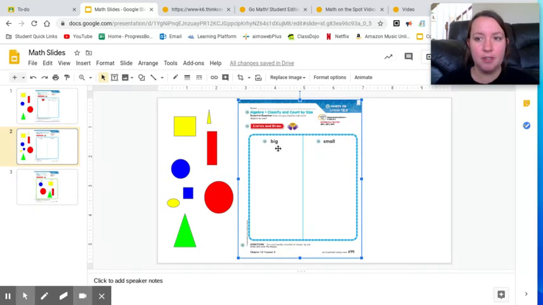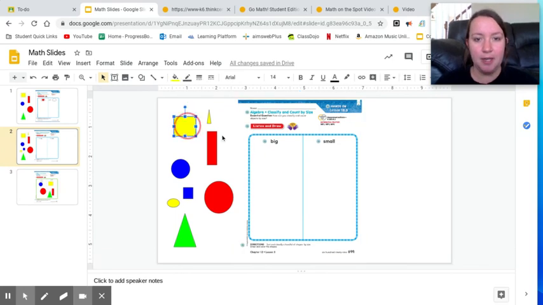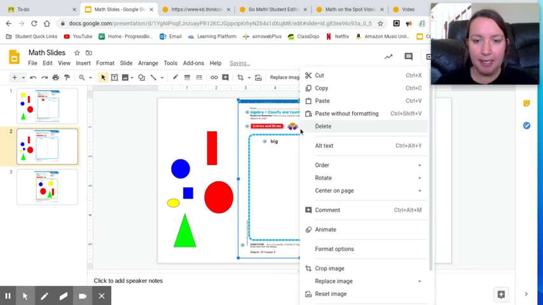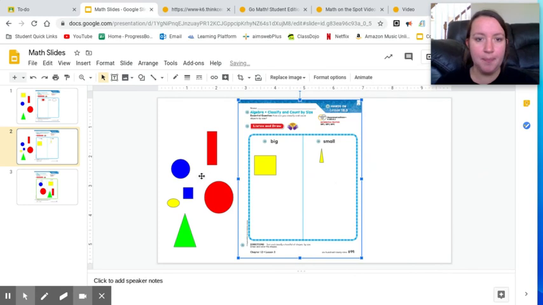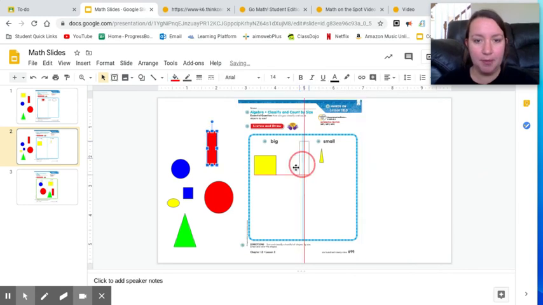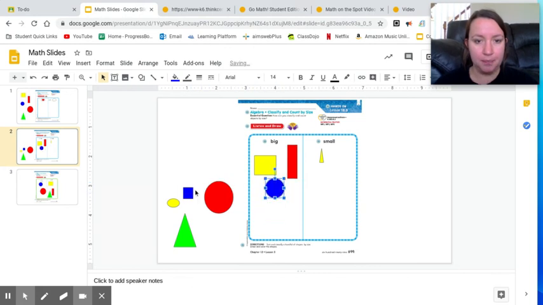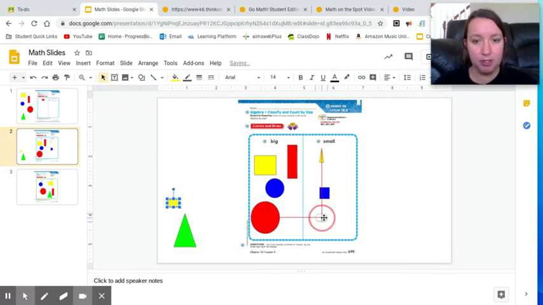All right, so we need to sort the big objects and the small objects. So first, we have a big square. It's going to go on this side. A small triangle. Gotta move it to the back again. There. A big rectangle. A big circle. A small square. A big circle again. A small circle.